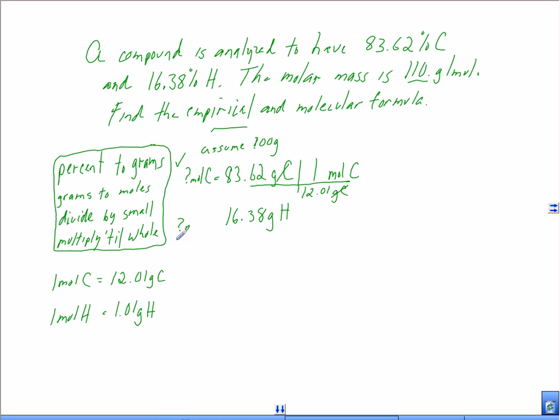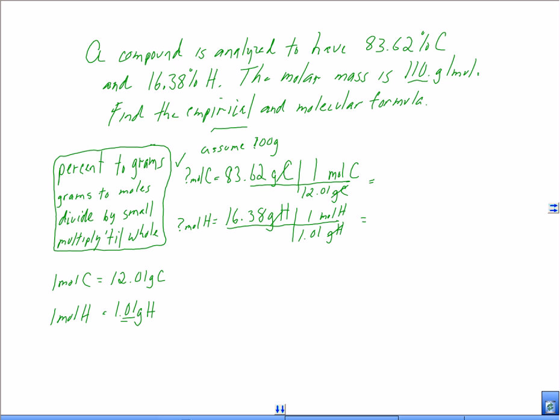And what else? How many moles of hydrogen are in 16.38 grams of hydrogen? Grams of hydrogen on the bottom because I want to cancel that. Moles of hydrogen on the top because I want to find that. In 1 mole of hydrogen, look over here, I have 1.01 grams. Grams going to cancel. So I basically have 2 division problems to do here. I have to do 83.62 divided by 12.01, and I have to do 16.38 divided by 1.01.